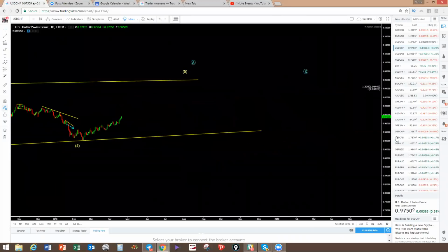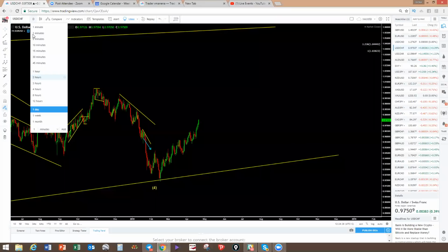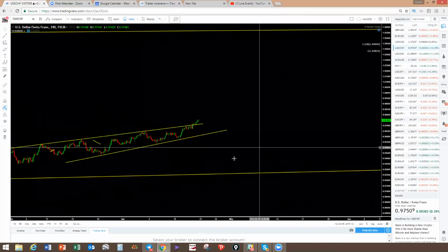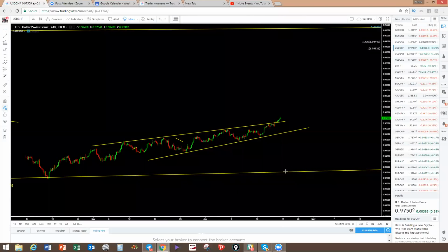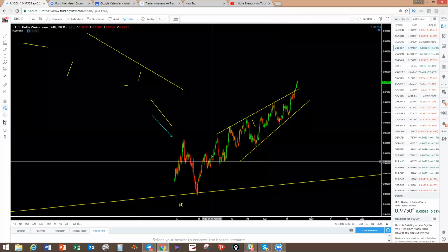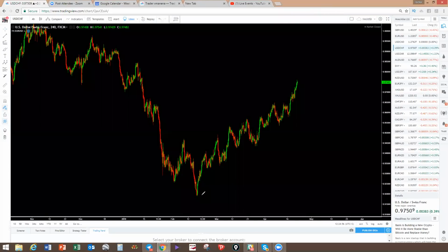So now you know the way you're going. Let's go 4 hour. So we are going with this structure here. Let's switch that off. And this structure is the one that is building a wave 4. Okay, so this looks something like this.